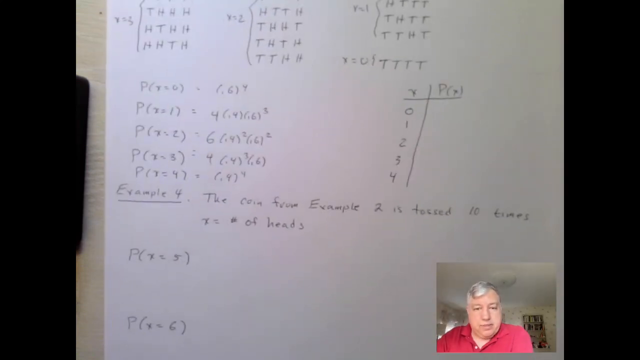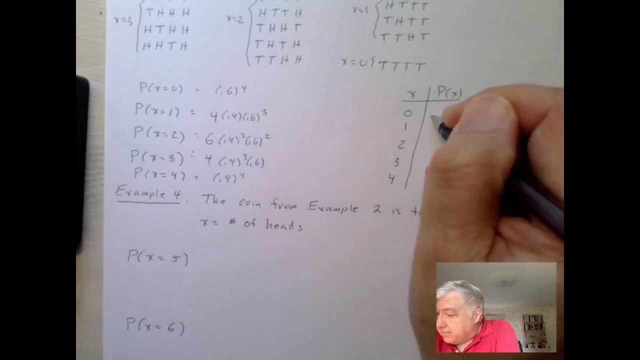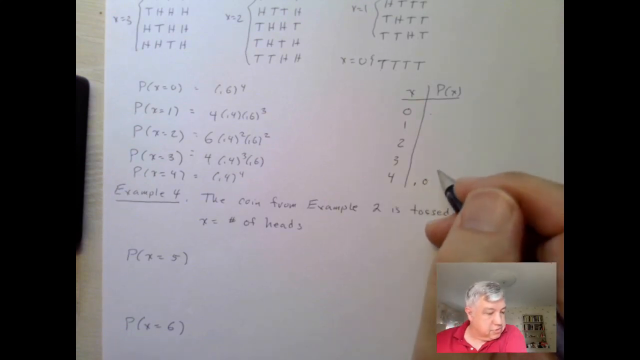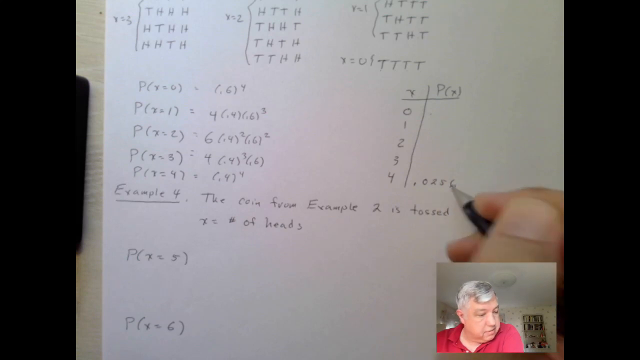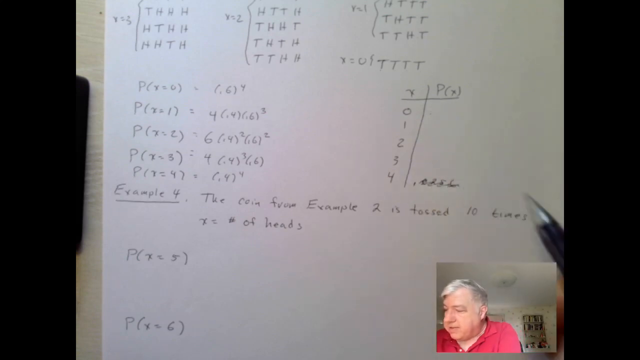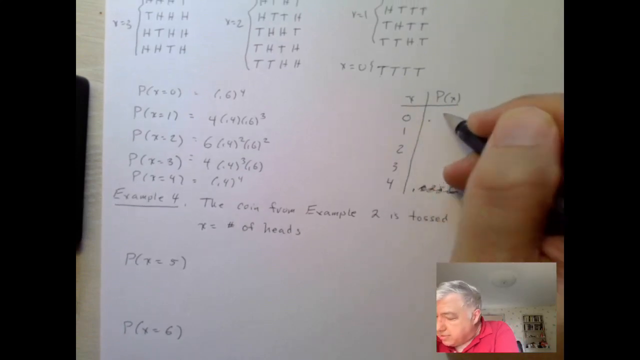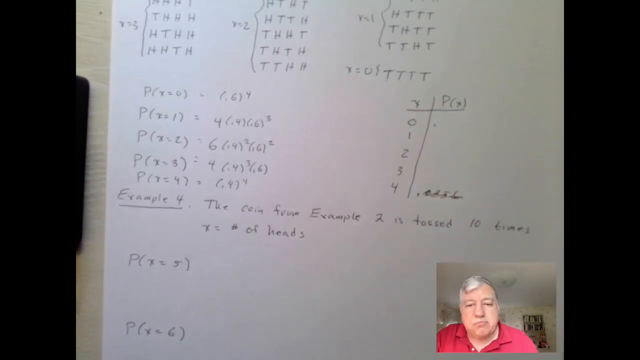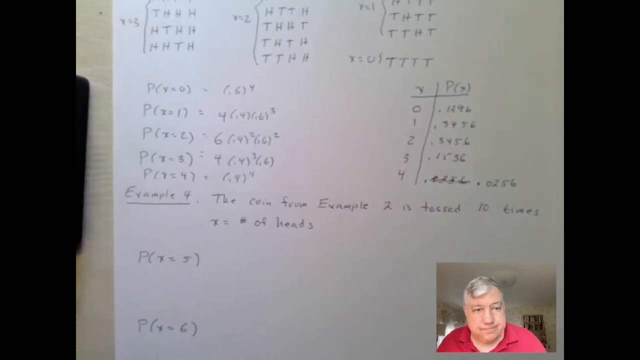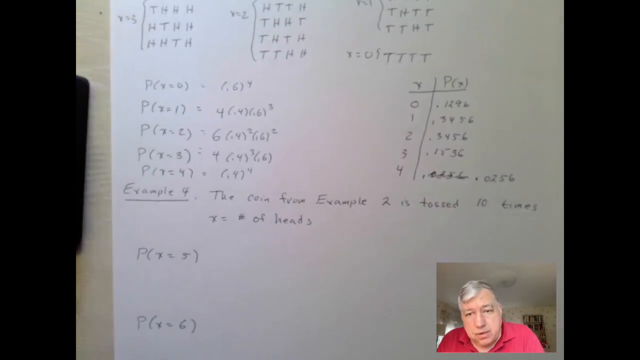Okay, and the probabilities would be 0.0256, 0.1. Oops, sorry, I'm copying this the wrong way. Well, hang on, let me just write these. It'll appear in a minute. Okay, and there it is. All right. So, there we go.